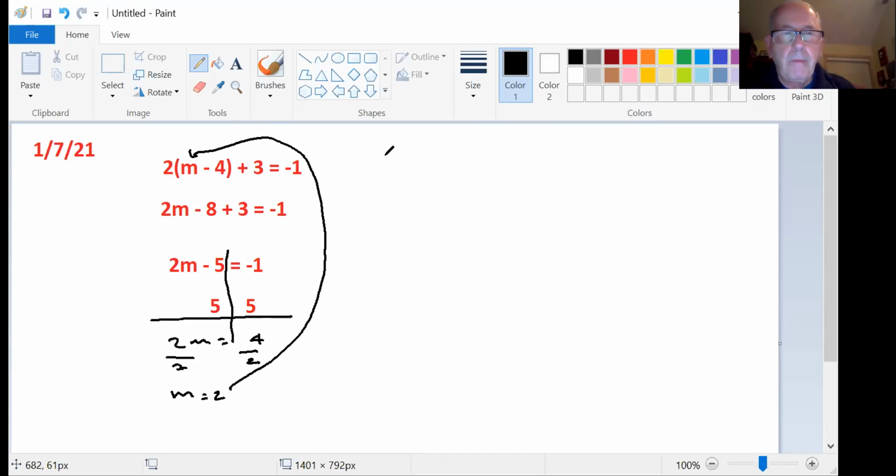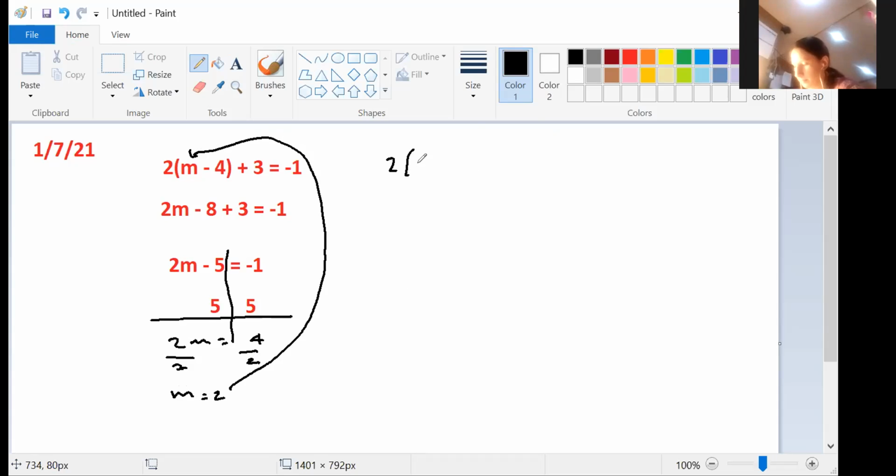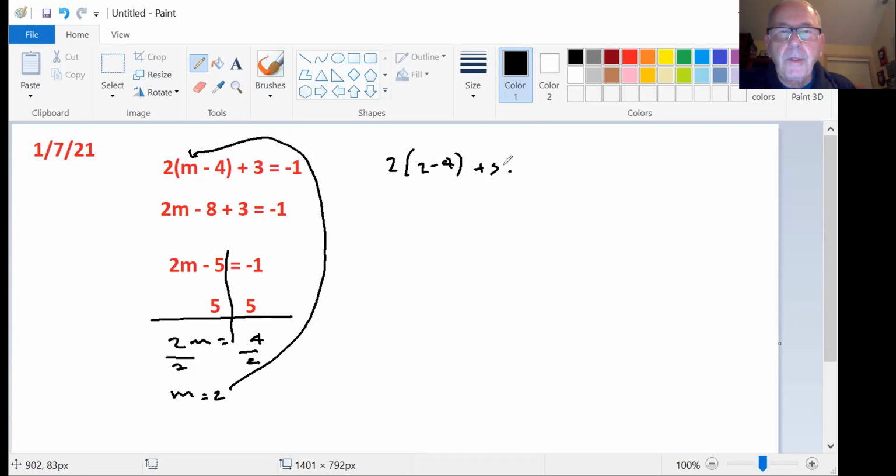Right there, so now it becomes 2 times (2 minus 4) plus 3 is equal to minus 1. This pen doesn't work very well. So 2 minus 4 is minus 2. So it becomes minus 4 plus 3 is equal to minus 1, and you had minus 1 on the right-hand side, so therefore it checks, right? Because this is minus 1.